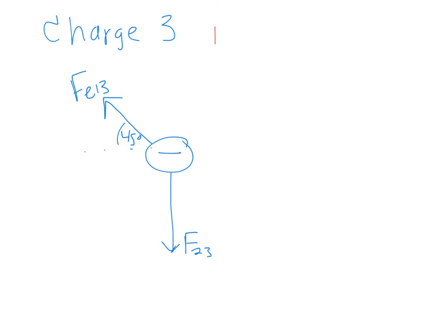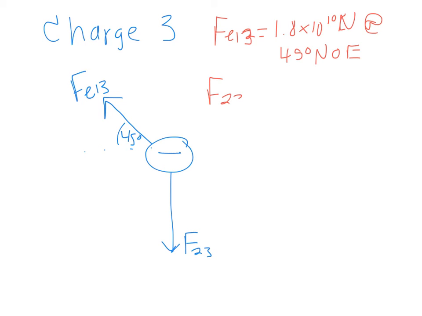So we already know what Fe 1,2 is equal to. In this case, Fe 1,3 is equal to, we solved that when we were looking at charge 1, 1.8 times 10 to the 10th newtons. And this is at 45 degrees north of east. And then Fe23 is equal to 2.7 times 10 to the 10th newtons. This is going down, so that means this is negative.